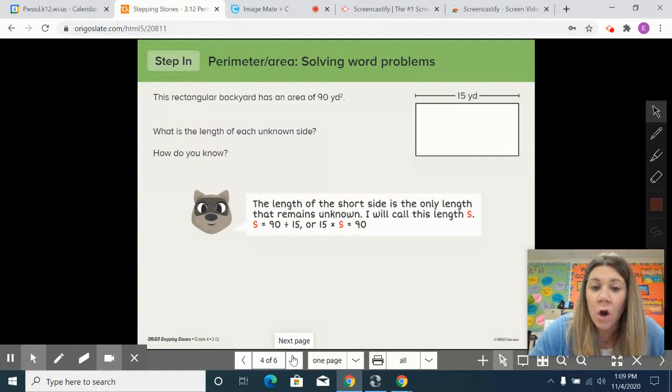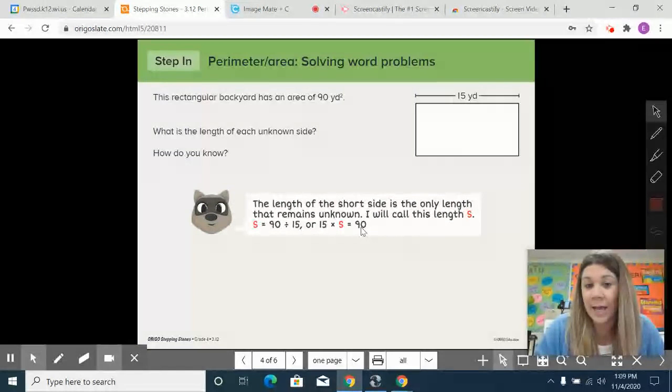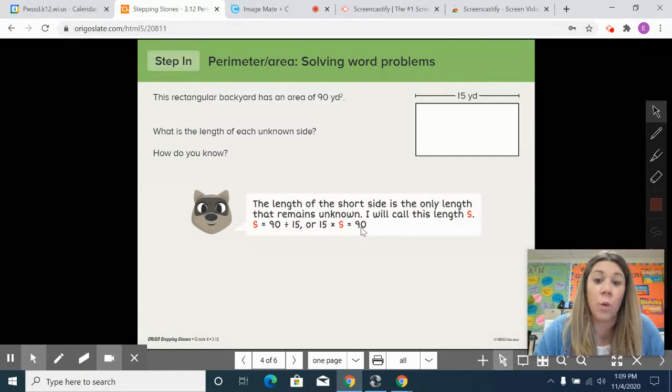So we need to know that area is the length multiplied by the width. So in this case, we would be taking 15 and multiplying it by something to get to 90. They have an S here to stand for the short side. So 15 times what equals 90? We would have to skip count by 15 to know how many times 15 can go into 90. 15 times what equals 90?